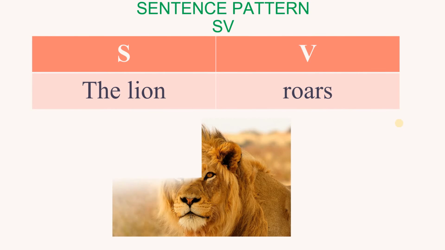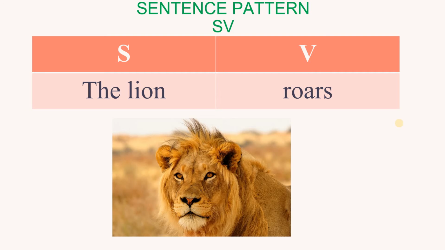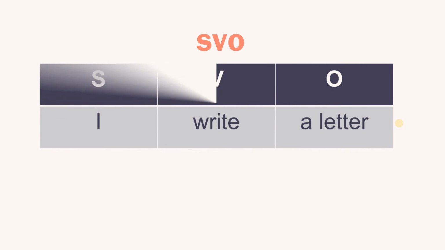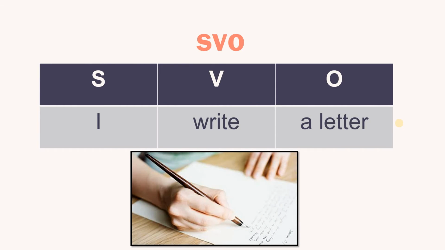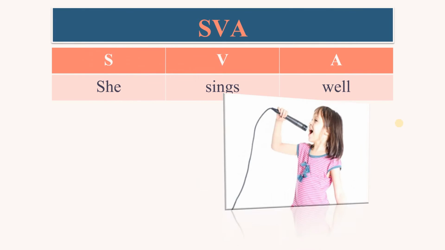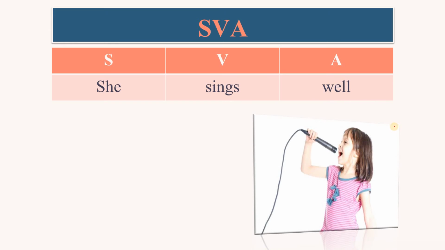Now the sentence patterns, some more examples we can see. SV pattern, the lion roars. Subject and the verb, verb roars. Now SVO. I write a letter. I is the subject, write is the verb, a letter is the object. SVA. She sings well. Subject is she, verb sings, adjunct well.